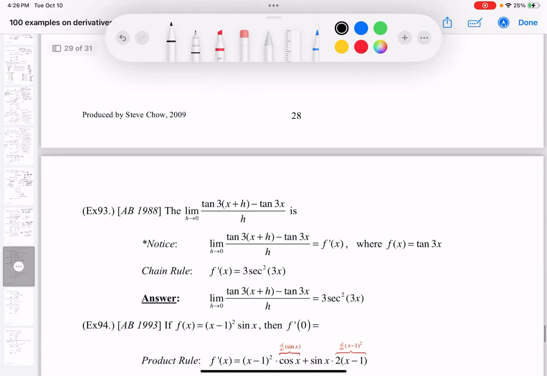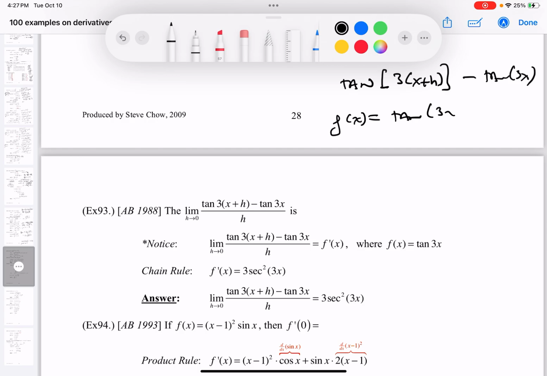93. 93 says the limit is what? All right, let's take a look at it. And I don't like the way it's written, by the way, but I'll rewrite it for you. And the reason for that, I don't like the way they wrote the tangent down. It's really tangent of 3 times x plus h minus the tangent of 3x. And this, it looks like a derivative, right? A derivative of what, though? So I'm going to say f of x looks like it's tangent of 3x. All right, that's what it looks like.